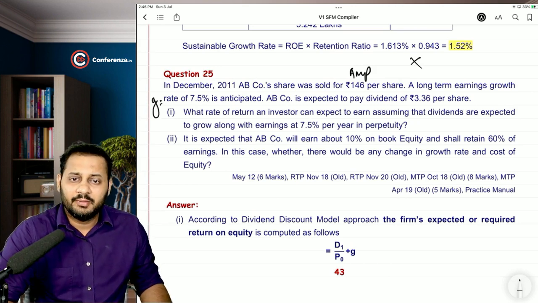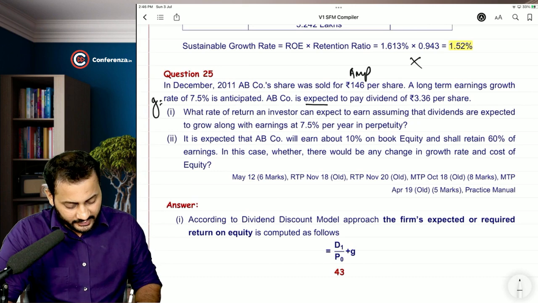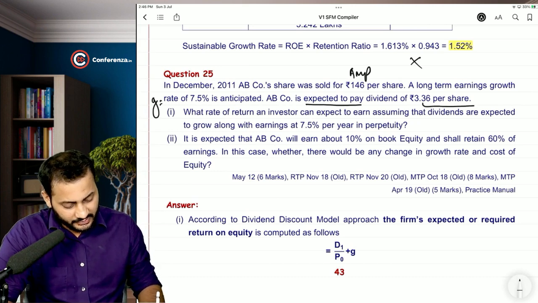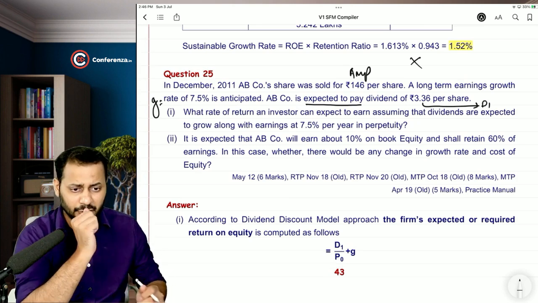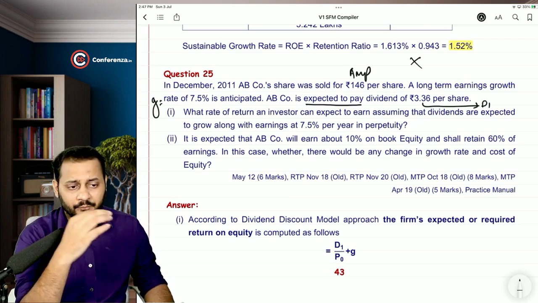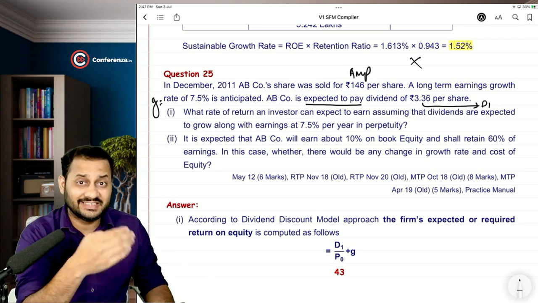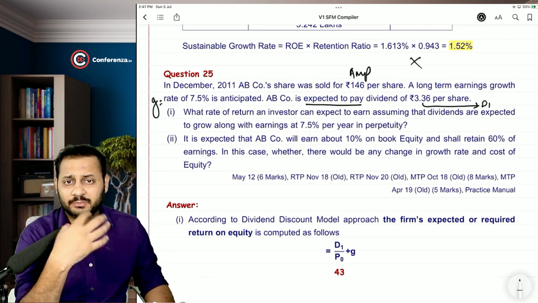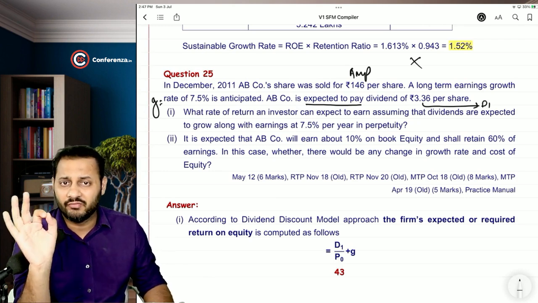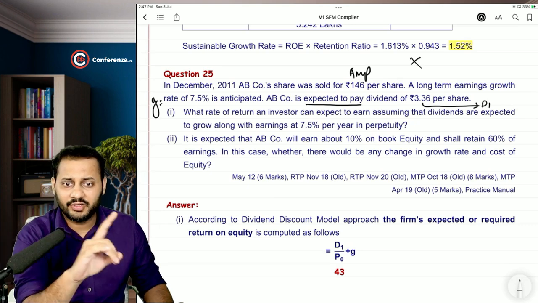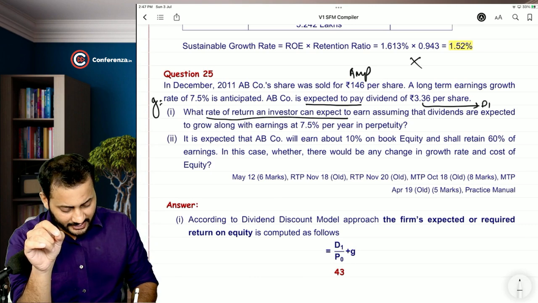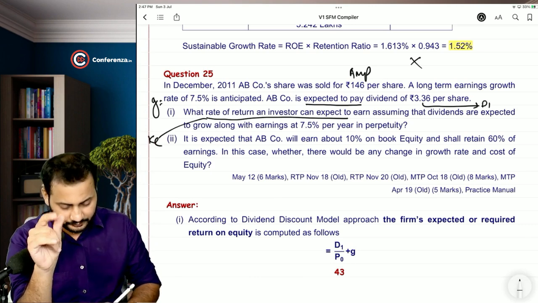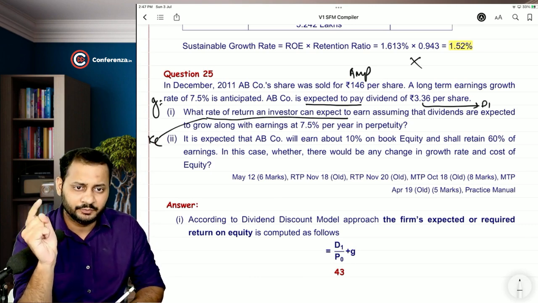Noted. AB company is expected, underline the word expected, to pay 3.36. This will make this 3.36 as D1. Okay. You should note that. Expected to pay, proposed, next year, such kind of words explain that the given dividend is D1. What rate of return can an investor expect? The investor's expected rate of return is called the cost of equity. That we have to calculate using the formula.